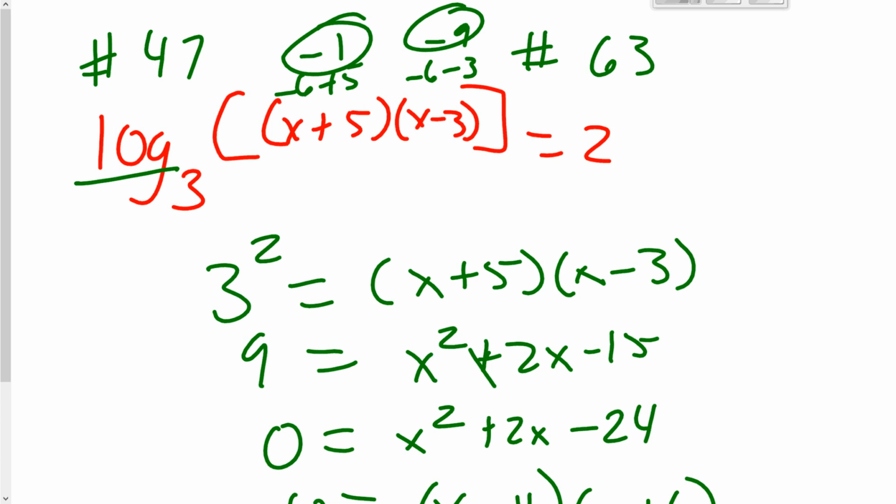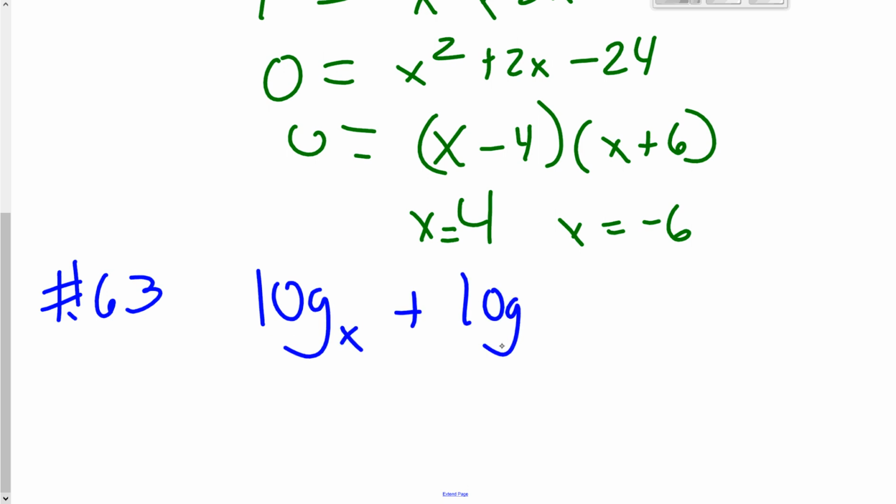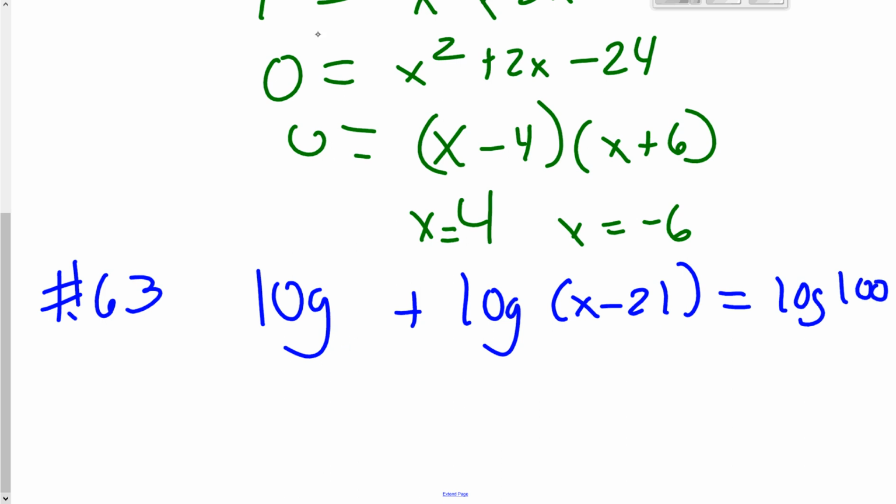Now we can look at number 63. So number 63. So here we have more than one log. So we can combine these logs first. X minus 21 equals log 100. And this is not, that x is not a base. Sorry about that. There you go.